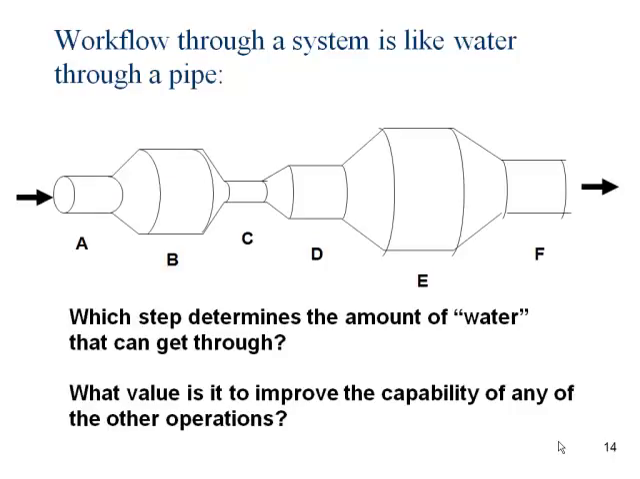Workflow flows through a system like water through a pipe. So if we think about the analogy here, which step determines the amount of water that can get through? Clearly, it's going to be step C in this process. Now the question then becomes, what value is it to improve the capability, i.e. the capacity, of any of the other operations? For instance, if we go through some effort to improve the productivity of step A, so in effect we get greater capacity, what's the implication for the entire process or system? It's not going to have any implication because we're going to be constrained by the amount of water that can get through C. C is the constraint.